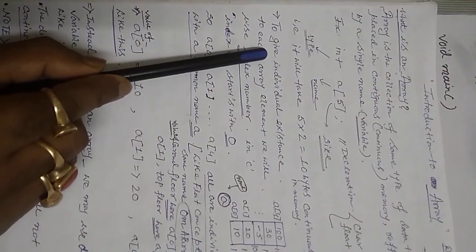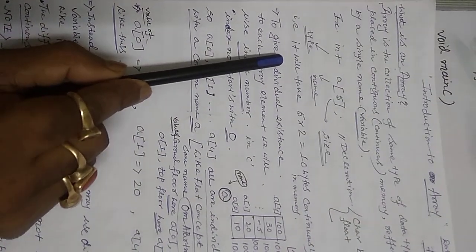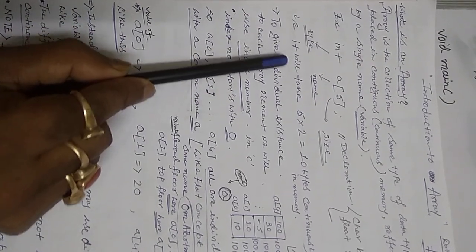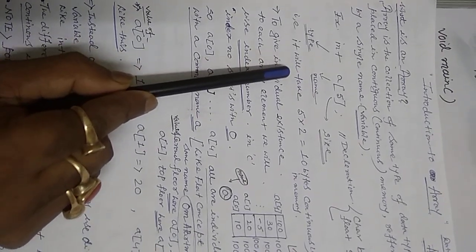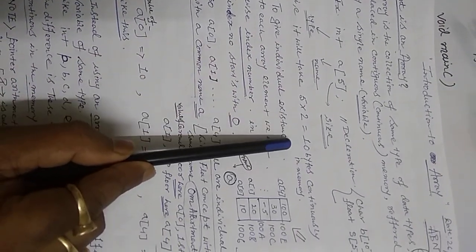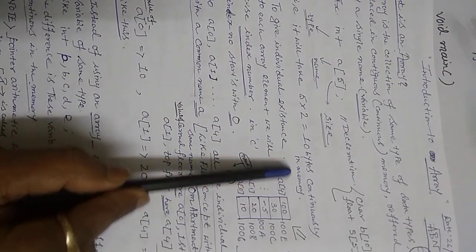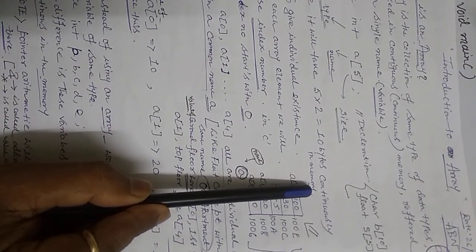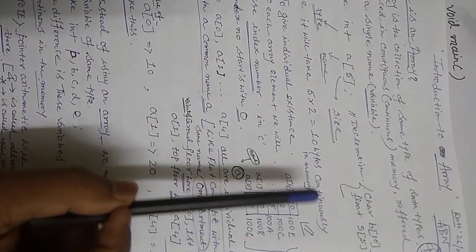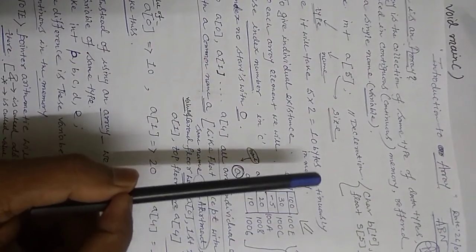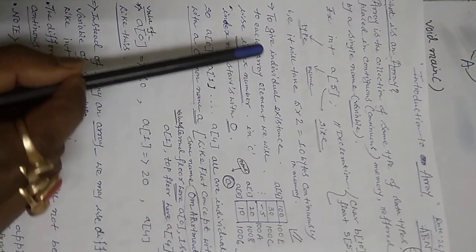Now what does it indicate for the compiler? If it is an integer array of 5 size, then it will take 5 into 2, 10 contiguous bytes in the memory. Again, it depends on the processor architecture. It will be different for different architectures. It may be 2, it may be 4, according to the 32-bit and 64-bit compiler processor.